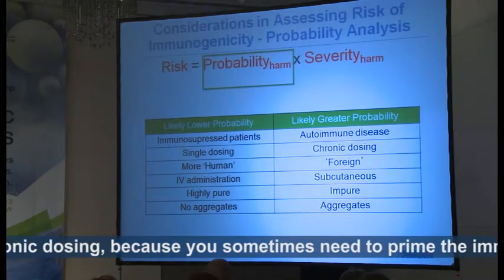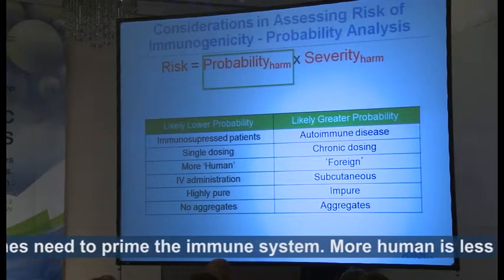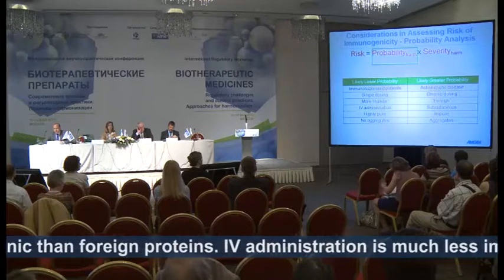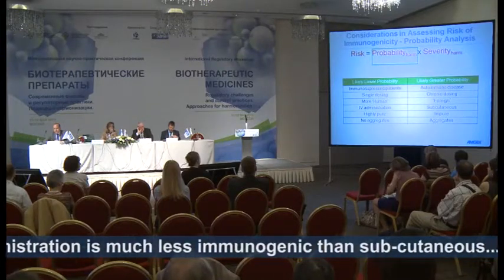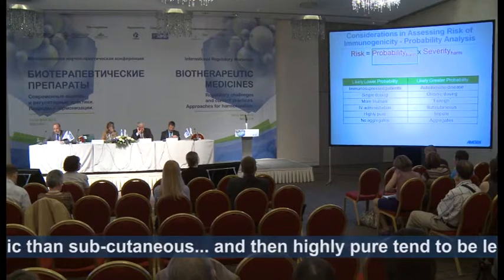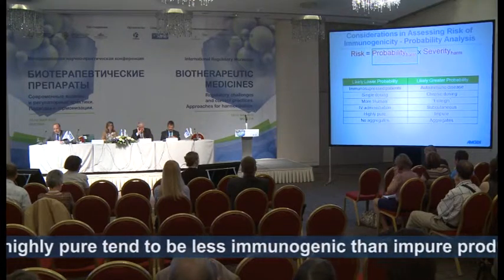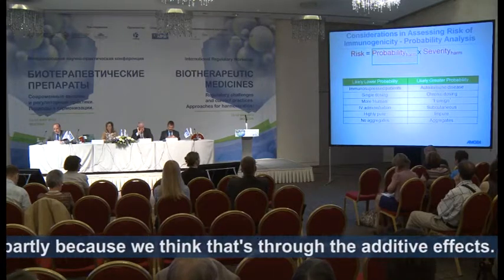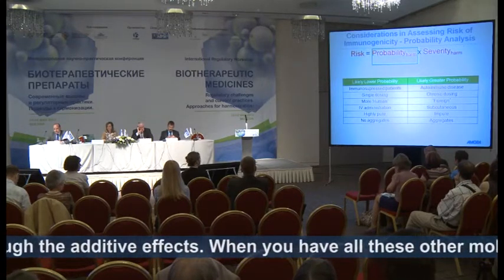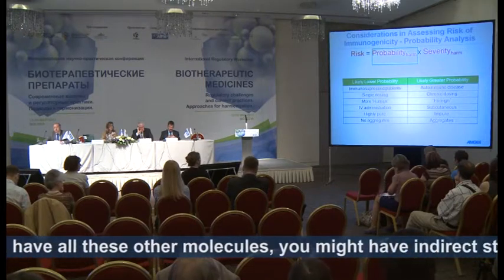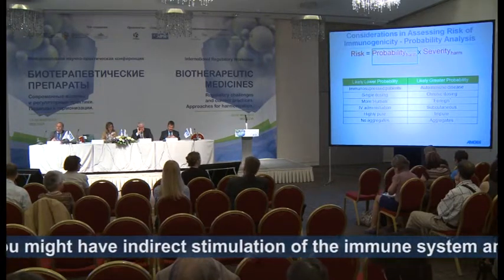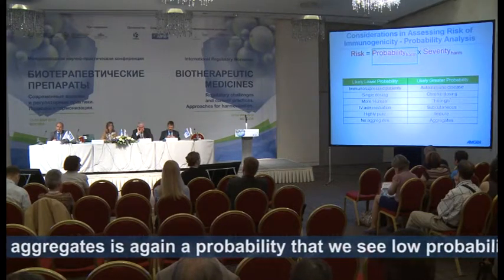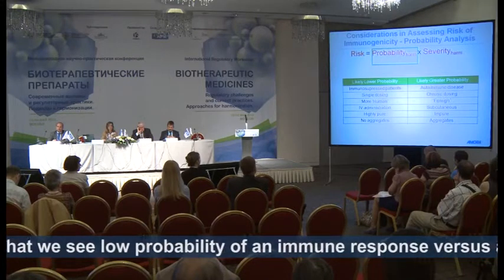And then highly pure products tend to be less immunogenic than impure products, and partly because we think that's due to adjuvant effects. When you have all these other molecules, you might have an indirect stimulation of the immune system. And then no aggregates is, again, a low probability of an immune response versus aggregates. But in aggregates, the real risk seems to be in large protein aggregates that show a repetitive array, sort of start to look like a virus. And the immune systems are highly geared to attack viruses. At least that is the theory.